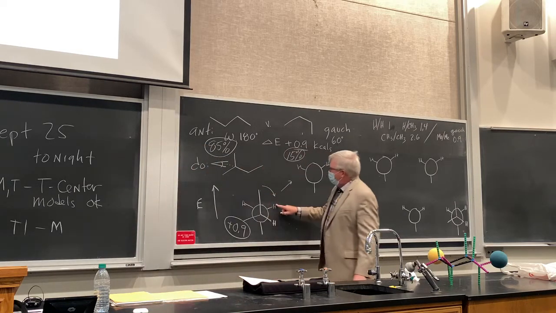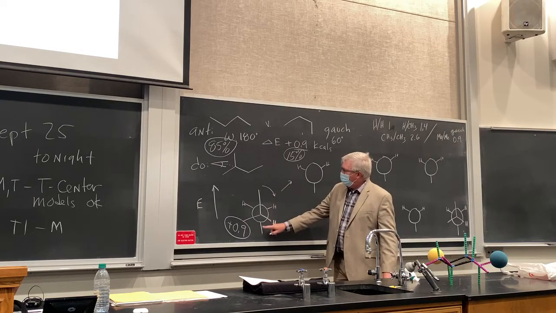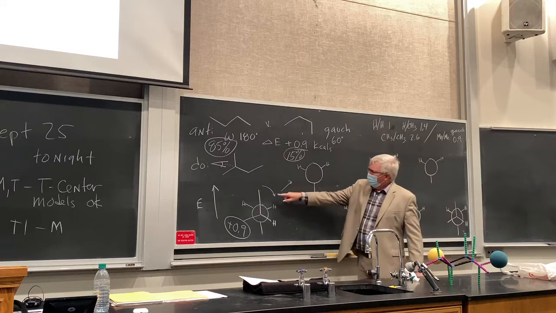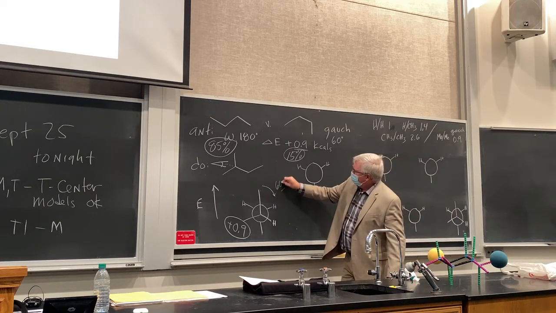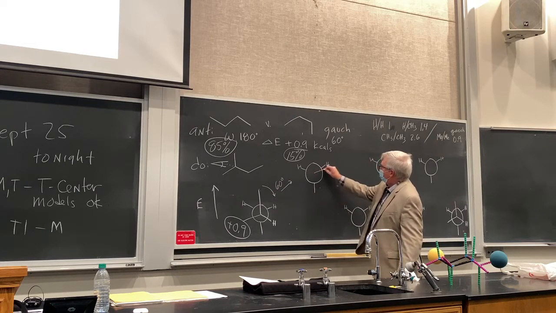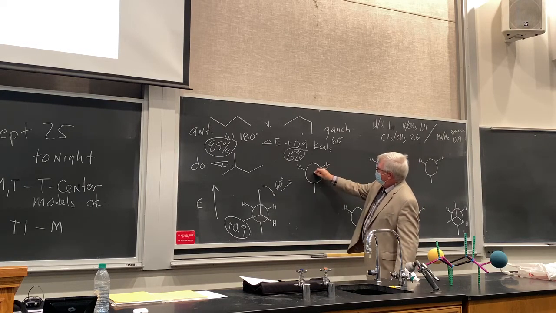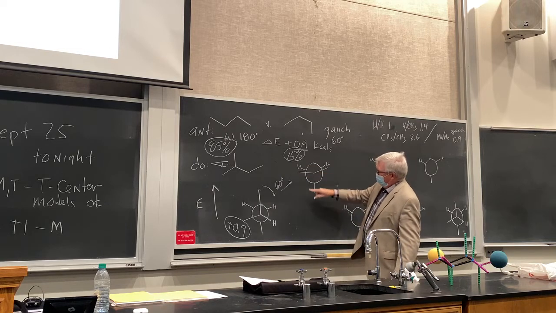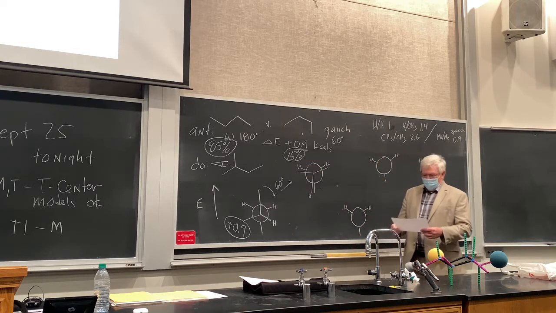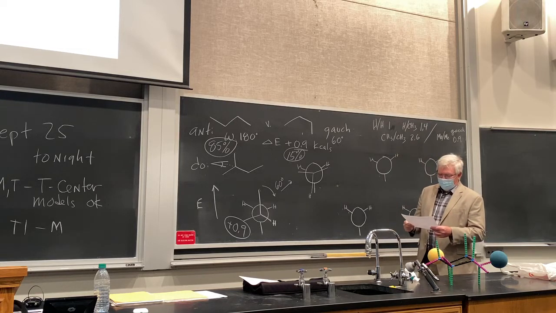And what we're going to do is keep the groups on the back carbon static. We're going to keep those the same, and we're going to rotate 60 degrees the front groups. So if we do that rotation, we'll have methyl here, we'll have methyl here, and we'll have this hydrogen here. Okay. Now, what about the total energy here?